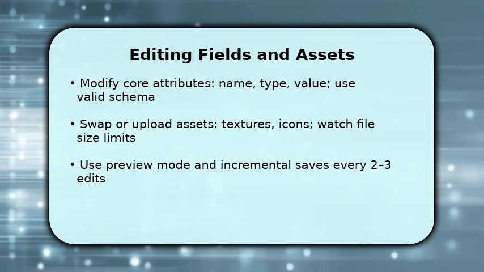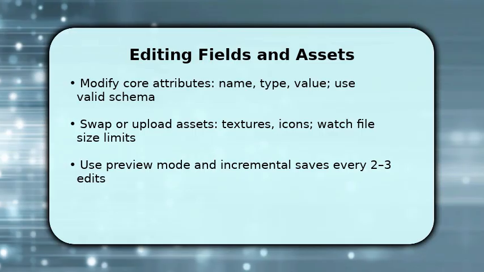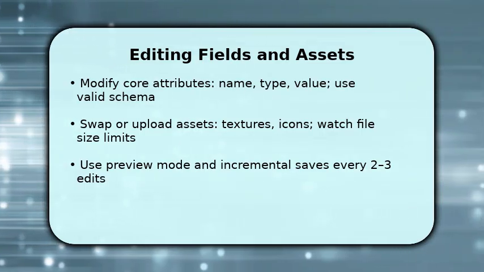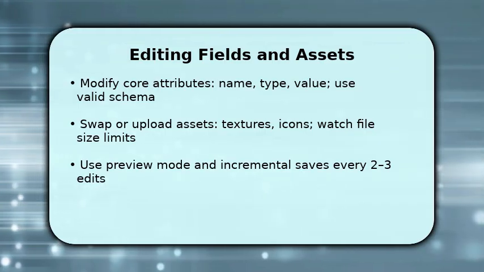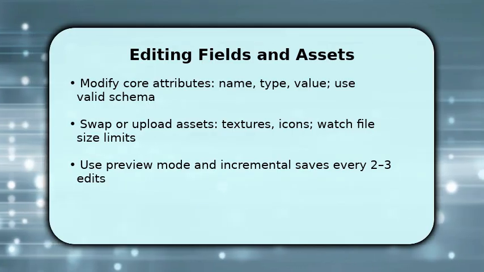Start with core attributes: name, type, value, ensuring each matches the required schema. Invalid types cause silent failures. Then update assets, drag textures or icons into the asset slot, and respect size limits to prevent load errors. Once changed, open preview mode to inspect behavior in context.